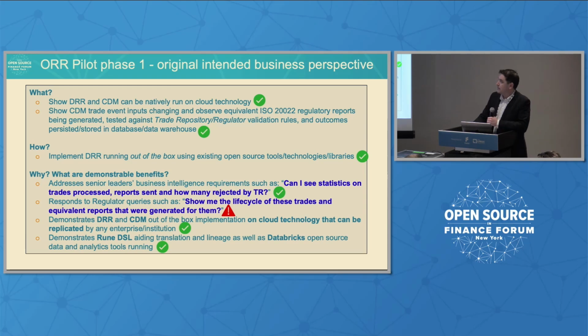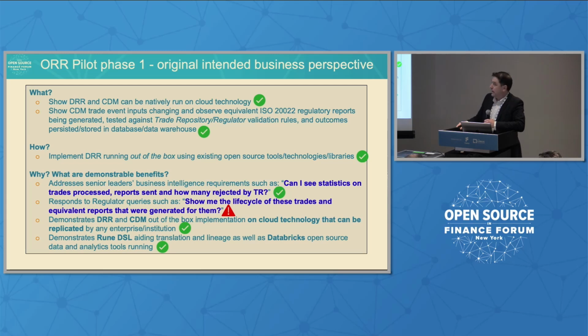OK, this was the original business perspective we were aiming at. So show DRR and CDM can be natively run on the cloud technology. Show CDM trade event inputs changing and observe the equivalent ISO 20022 regulatory reports being generated, tested against the trade repository or regulator validation rules, and the outcomes being persisted and stored in a database or a warehouse.